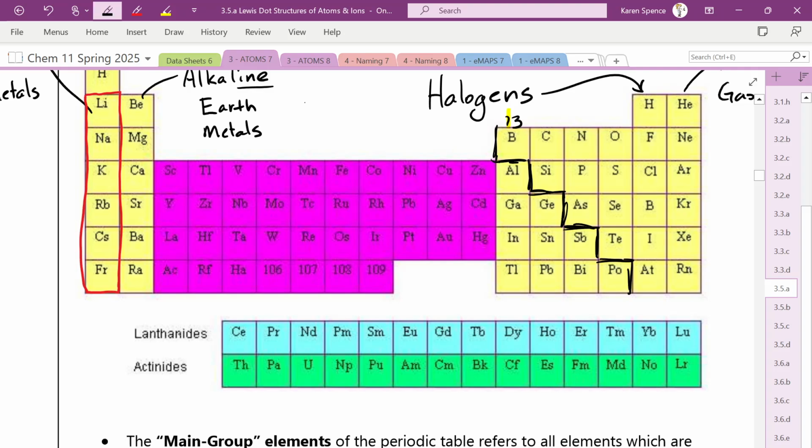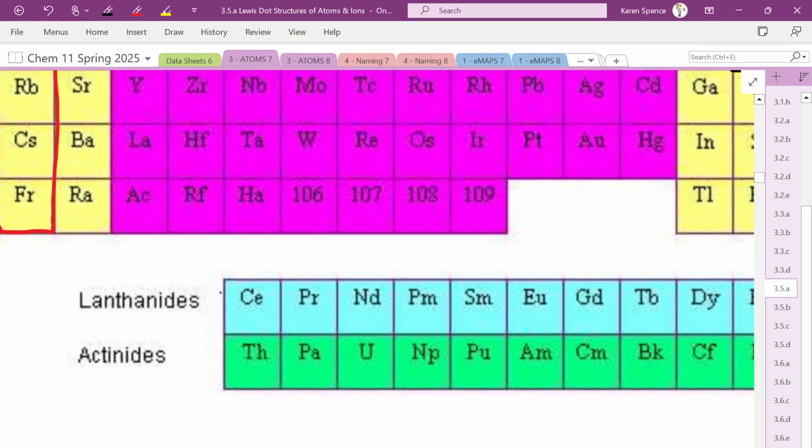Now, there's another couple of sections that you should know, and those are these guys, which quite frankly, I think these should start with LA, and these ones should start with AC. Look on your periodic table and tell me the name of LA.